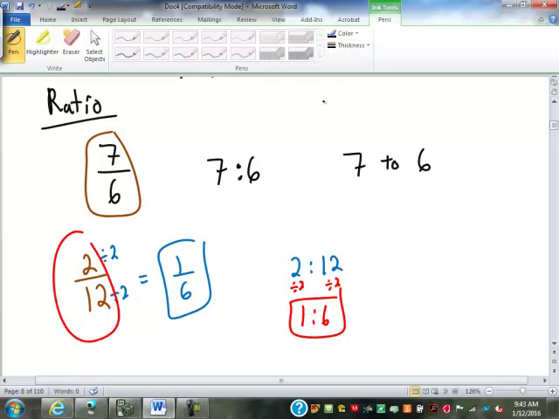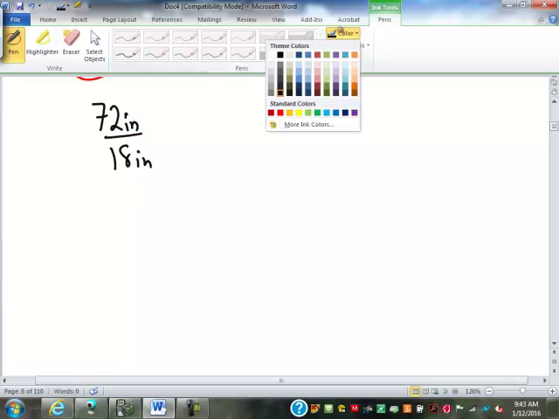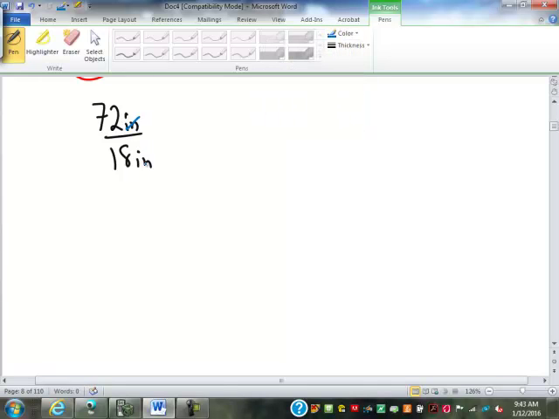Let's take a look at these tables here. Let's do a length to width ratio. Those are 6-foot tables, so they're 72 inches long, and they're 18 inches wide. Now the inches cancel out. 72 and 18 can both be divided by 18. That gives me 4 and 1. So there's a 4 to 1 length to width ratio.